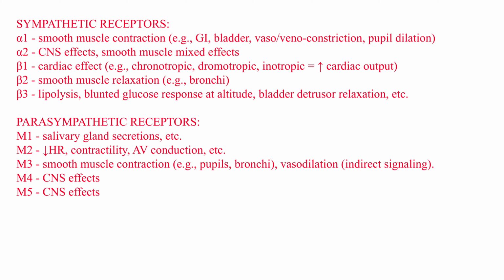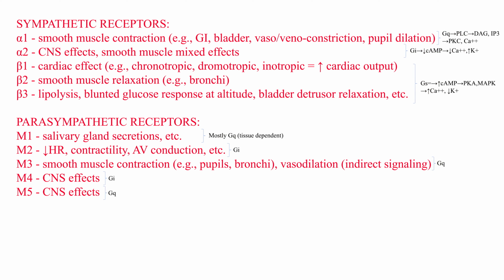The M4 and M5 receptors primarily result in central nervous system effects, mad as a hatter, so to speak. So those are kind of mixed and complex.